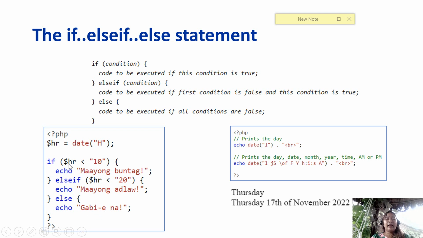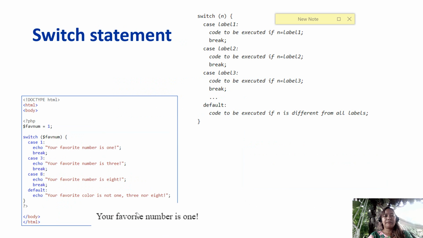Again, the first condition here is only going to filter the value of HR that is within 0 to 9. This one is going to be for values 10 to 19, so that's 10 a.m. to 7 p.m. If the value of HR is going to be 21, that's 9 p.m. until 12 midnight, which is equivalent to 24, then it will go to the else part. There's no condition anymore. So if this is false, this is also false, we will do the else part and display gabi na. Alright, so that's if, else if, else.